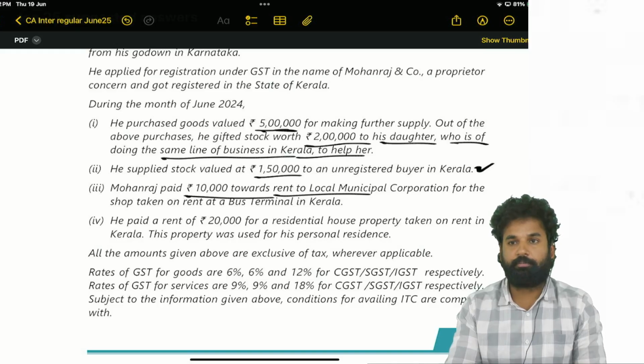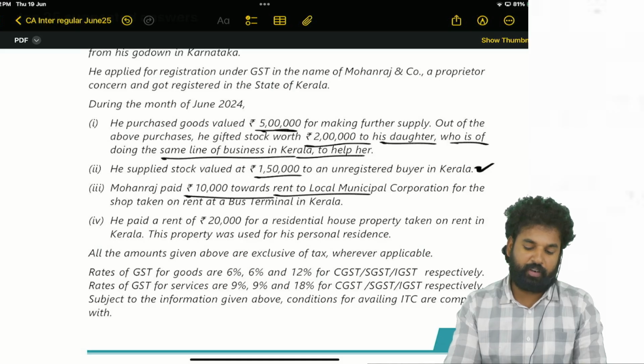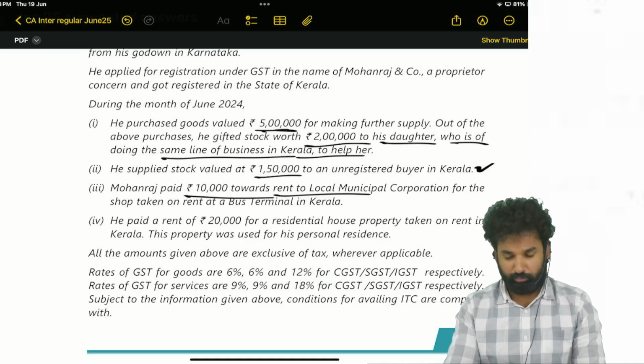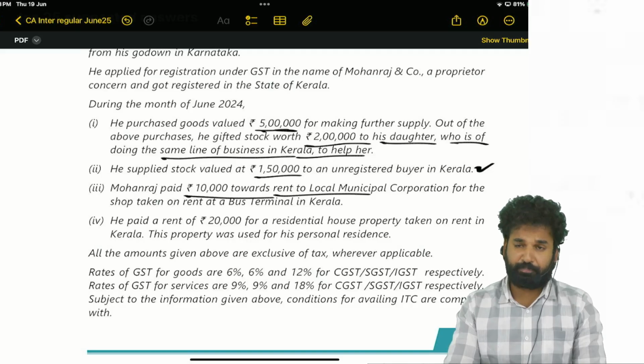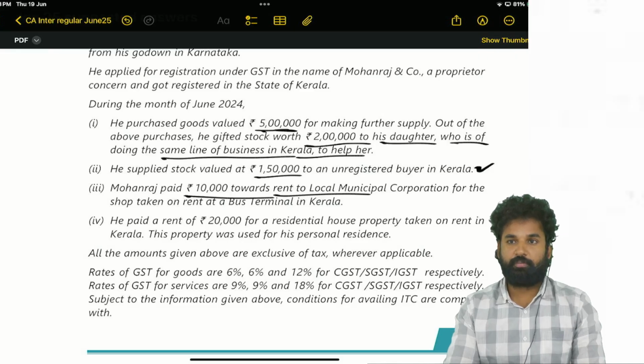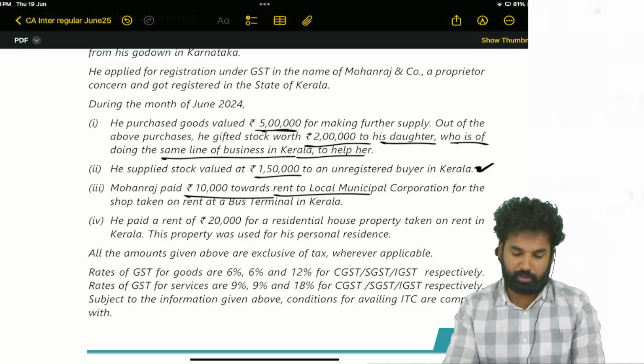Next, Mohan Raj paid 10,000 towards rent to the local municipal corporation for a shop taken on rent at a bus terminal in Kerala. Local municipal corporation. Next, he paid a rent of 20,000 for a residential house taken on rent in Kerala. This property was used for his personal residence.